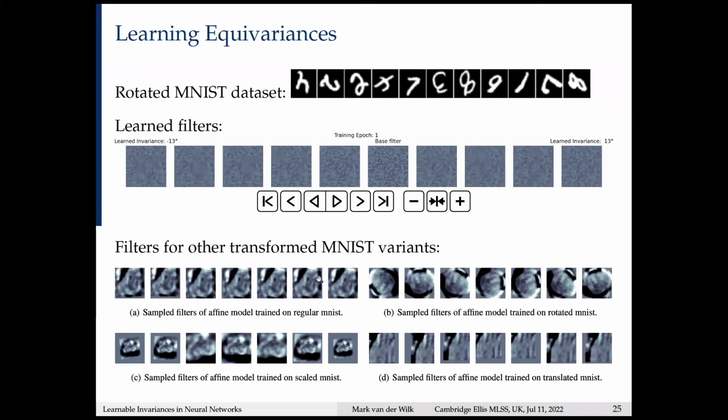So on regular MNIST, you get filters that are only locally perturbed in accordance with the results that I showed earlier. And for a scaled version of MNIST, you see that these filters become scaled versions of each other. So this allows it to generalize across scale. And similarly, for a translated MNIST, you see that the filter basically stays the same, but gets translated across the input space. So that's really what we're looking for here. We're looking for a single architecture that can adapt to different inductive biases that are needed for the setting that we're looking at.